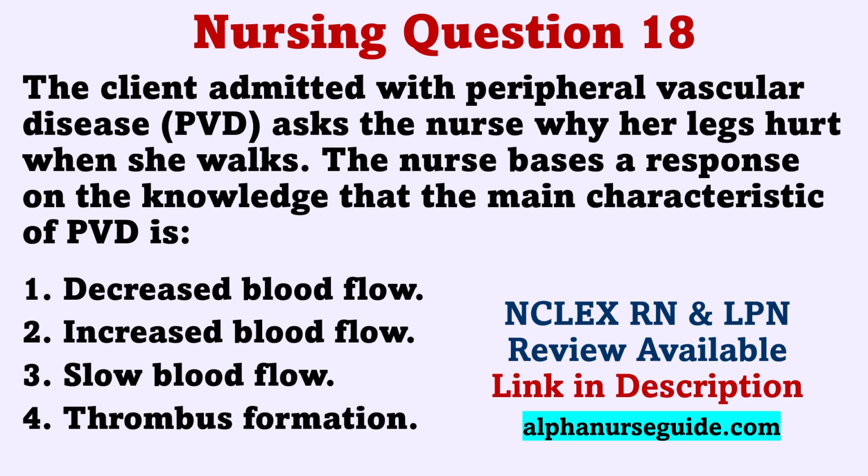Decreased blood flow. Decreased blood flow is a common characteristic of all PVD. When the demand for oxygen to the working muscles becomes greater than the supply, pain is the outcome. Slow blood flow throughout the circulatory system may suggest pump failure. Thrombus formation can result from stasis or damage to the intima of the vessels.